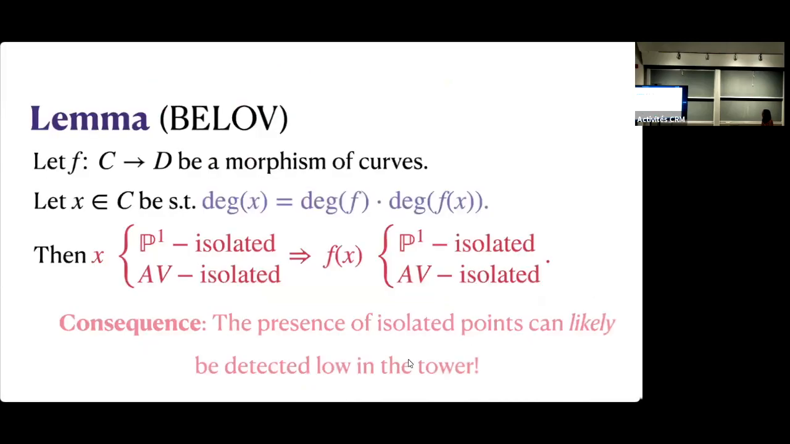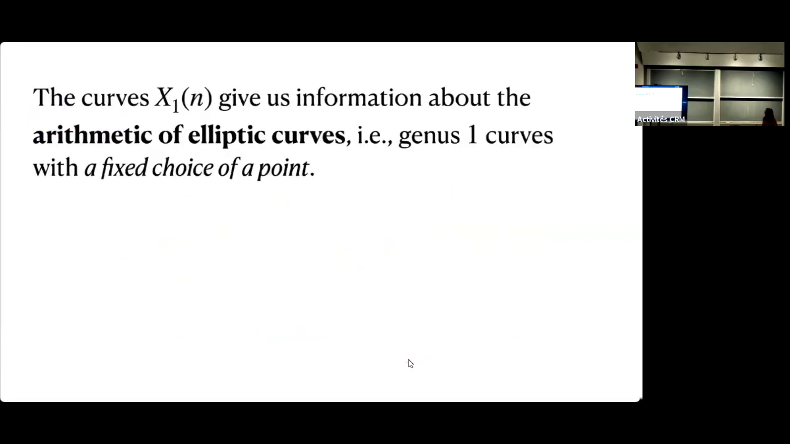Okay, so just to repeat this, I'm really going to drive this home. We don't know for sure because we have this condition on the points, but assuming this condition on the points, the presence of the isolated points should likely be detected low in the tower. So when we started working on this project, we'll see in a minute when you think about it in terms of modular curves. Well, okay, so these modular curves, they tell us about the arithmetic of elliptic curves.